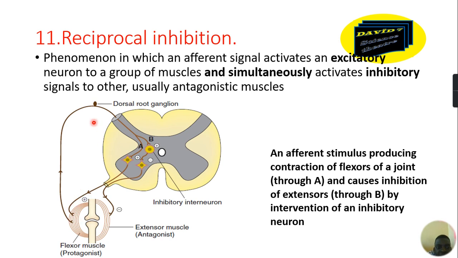We can say that this is a phenomenon in which an afferent signal activates an excitatory neuron to a group of muscles and simultaneously activates an inhibitory signal or neuron to others, usually antagonistic muscles. So it sends a collateral which activates the inhibitory neuron, but it also activates the excitatory neuron.